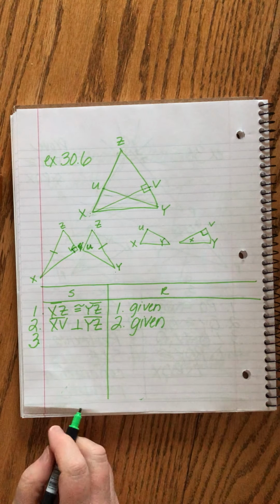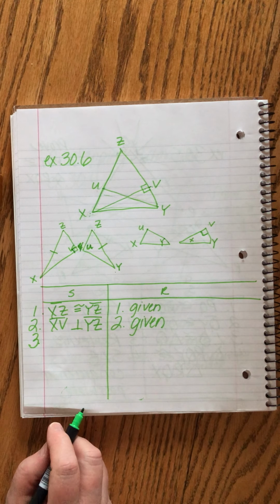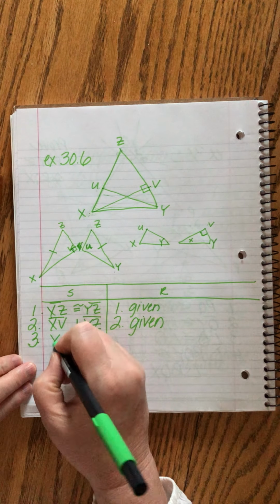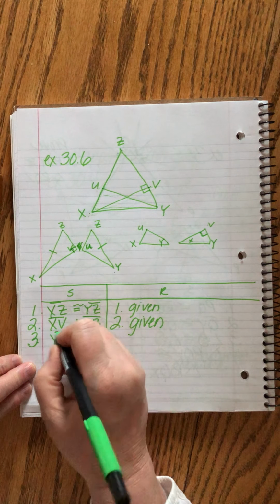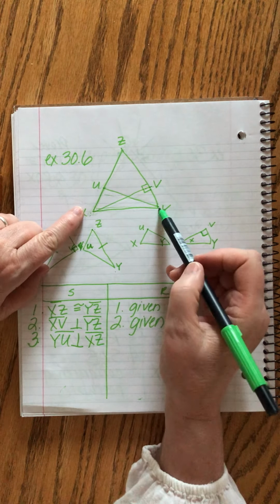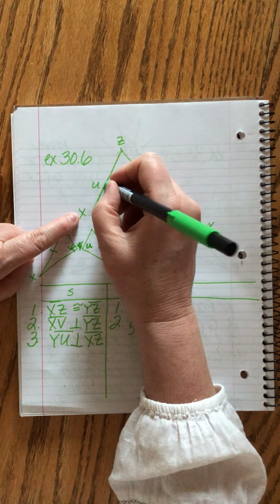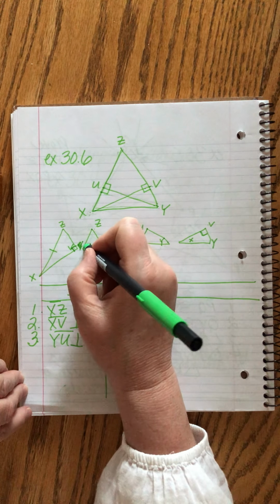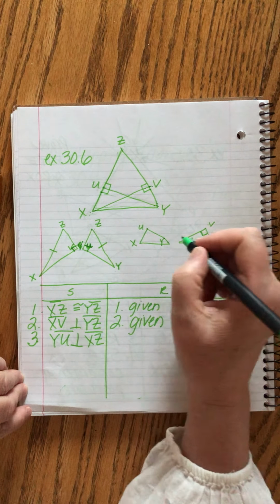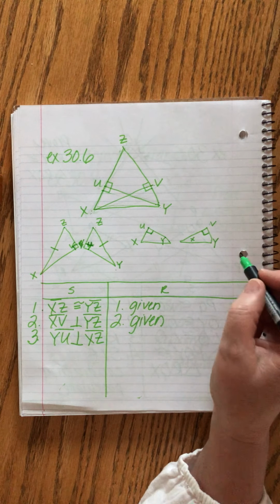3, YU is perpendicular to XZ. YU is perpendicular to XZ. Okay, let's figure that one out. YU is perpendicular to XZ. So this is also a right angle. So that means angle U is a right angle and angle U is a right angle. Okay, so we've got information about angles there.